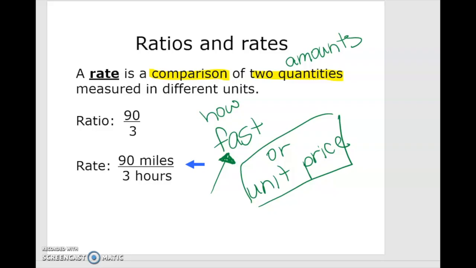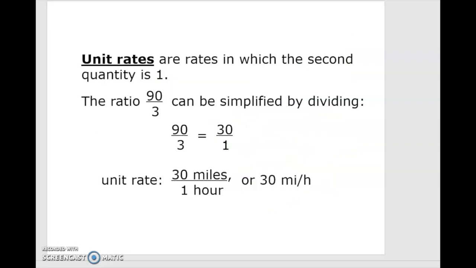Now, when we're looking at the unit rate, that means specifically how much per one item. So if I say I've got 90 students and 3 buses, the unit rate would be figuring out how many students could go per bus. So we would say, okay, we need to get that 90 to 3, and we need to reduce it down.